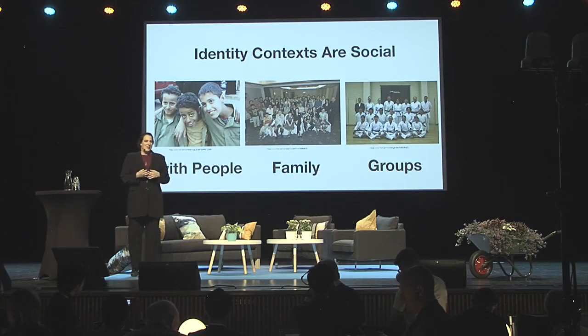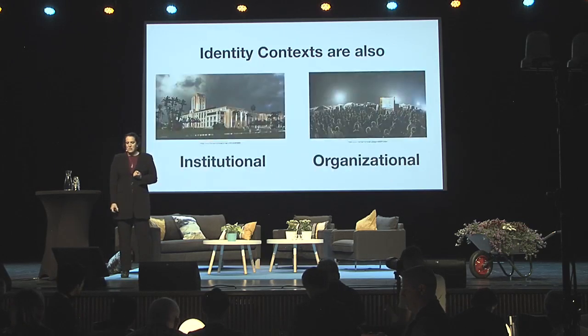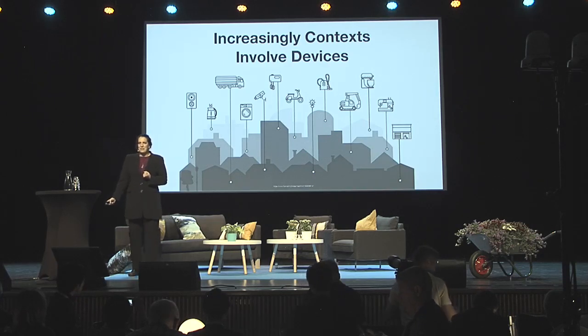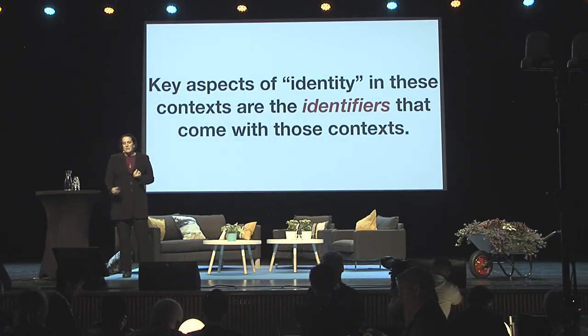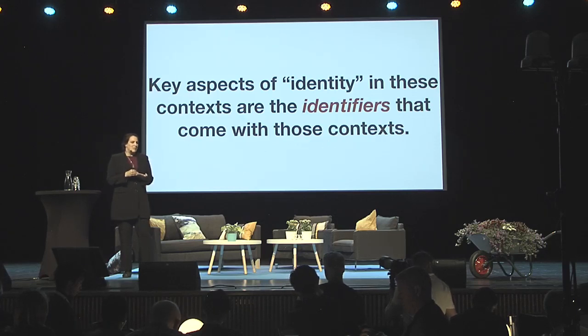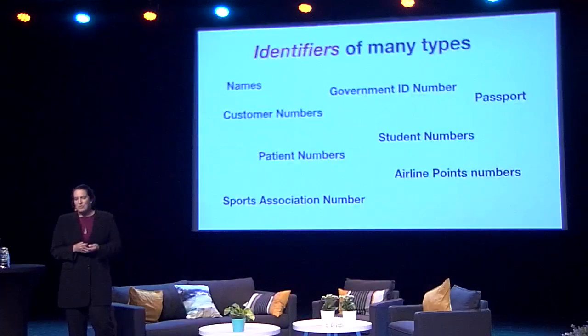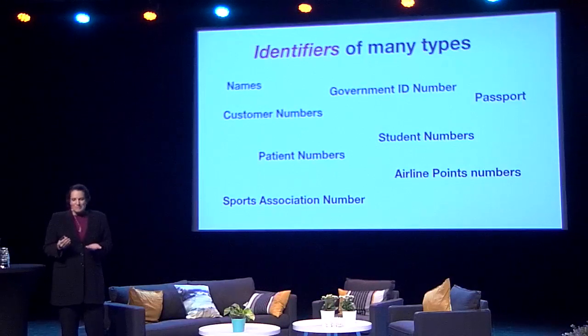Identity contexts, where we exhibit and perform identity, are with people, family, and groups. These are primarily social contexts. They're also institutional contexts and organizational contexts. Increasingly, contexts involve devices, and these also have their own identifiers. A key aspect of all these contexts is that there are identifiers that come with the context, right? So we have these examples: names, customer numbers, patient identifiers, student numbers, government numbers, all sorts of numbers that were assigned by these systems, right? And also names. Our names are different in different contexts.